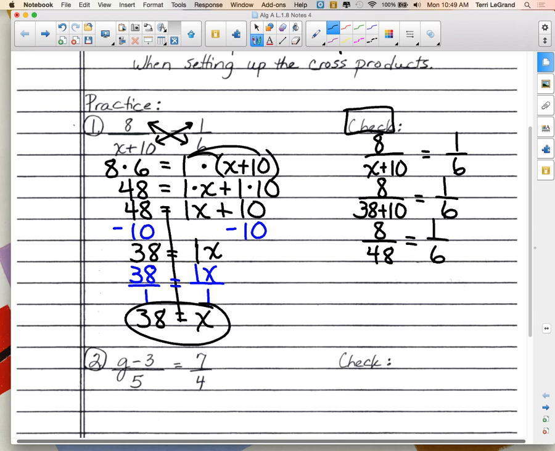So I'm going to do cross products. I'm going to take the 8 times the 6 and the 48 times the 1. What is 8 times 6? 48. Notice we're not solving, we're just working our way down here. What's 48 times 1? 48. Do we have any more to do? We ask ourselves, is this true? Is 48 equal to 48? Does it check? Yeah. If we end up with a true statement, it checks.